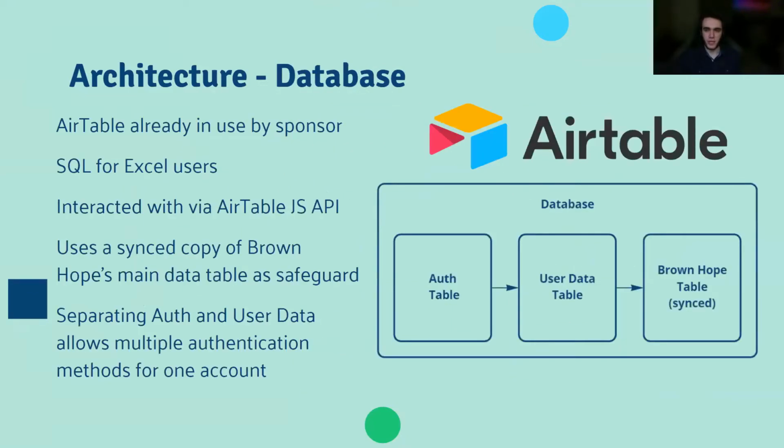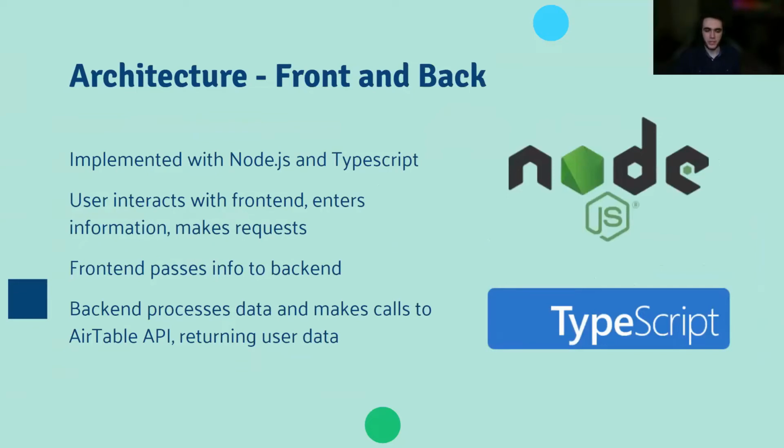The database we're using is Airtable, which is a cloud-based relational database merged with a spreadsheet. It's already in use by our sponsor. We are interacting with it using their JavaScript API, and we're using a synced copy of the main Brownhope data table just to safeguard against any issues with data access. And we separated the auth and user data tables just in case we want to add multiple authentication methods as a future feature. The front and back are implemented with Node.js and TypeScript.